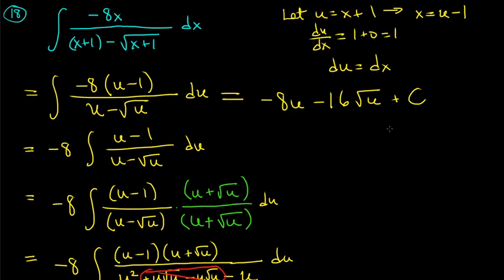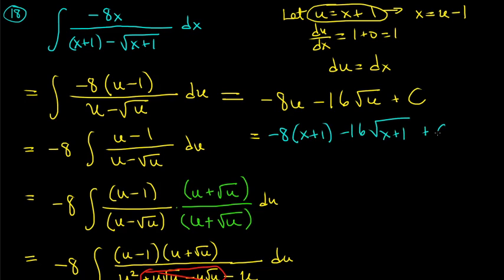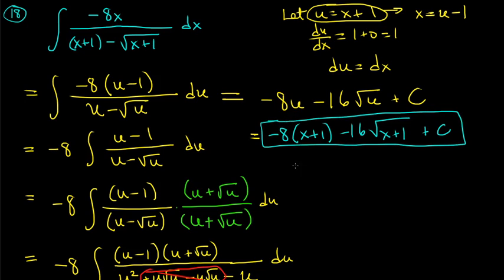But we're still not quite done, are we? Remember what u is. u was defined to be x plus 1, so we have to go back to x. Change u to x plus 1. So we have negative 8 times x plus 1, minus 16 times the square root of x plus 1, plus c. Right, and that's good enough. We can even go a little bit further here. This is negative 8x minus 8 minus 16 times the square root of x plus 1 plus c.